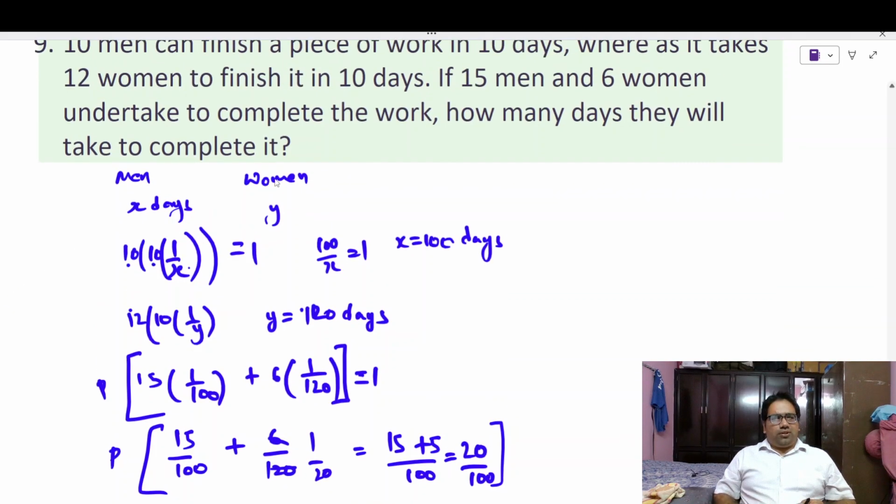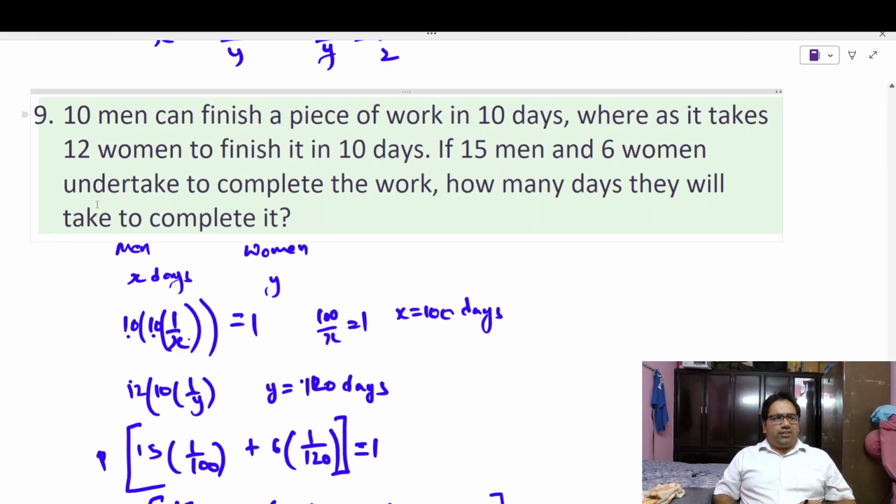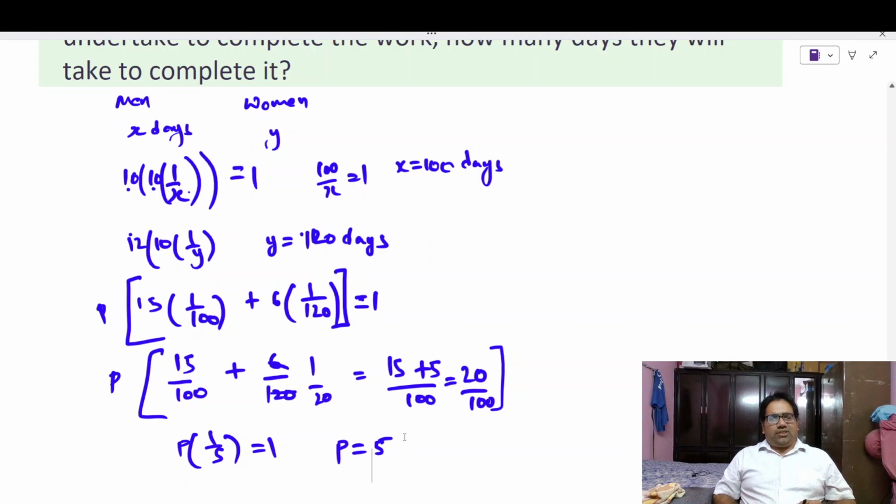So what does that mean? If 15 men and 6 women are working, then they will take P days, which is 5 days. 15 men daily 1 by 100 each, and 6 women daily 1 by 120 each, into P days they are working. And if they work, the total sum should be equal to 1. P into 15 by 100 plus 6 by 120 is equal to P into 20 by 100. So P equals 5.